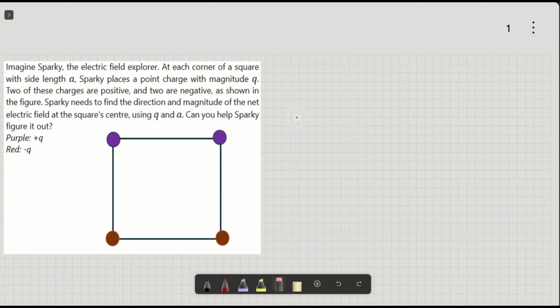Imagine Sparky, the electric field explorer, at each corner of a square. With side length A, Sparky places a point charge with magnitude Q. Two of these charges are positive and two are negative, as shown in the figure. Sparky needs to find the direction and magnitude of the net electric field at the square's center using Q and A. Can you help Sparky figure it out?